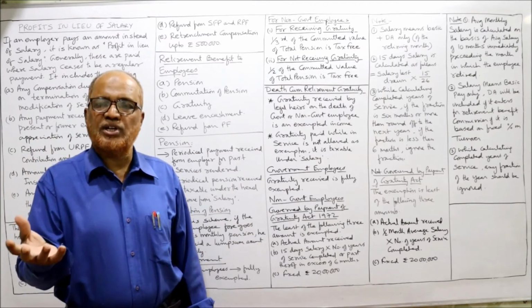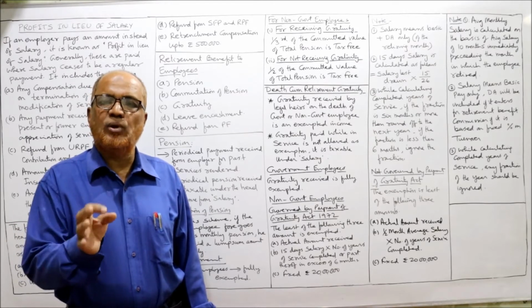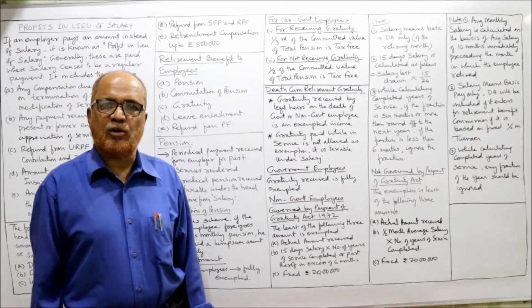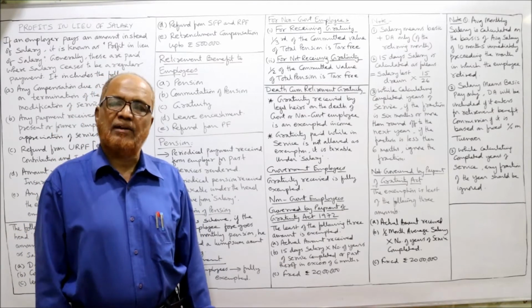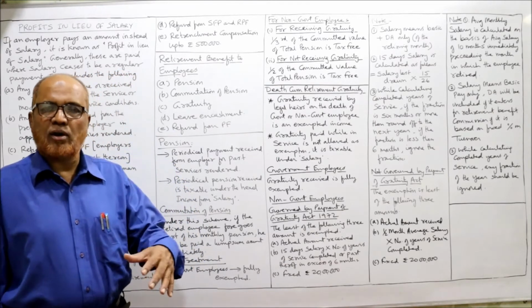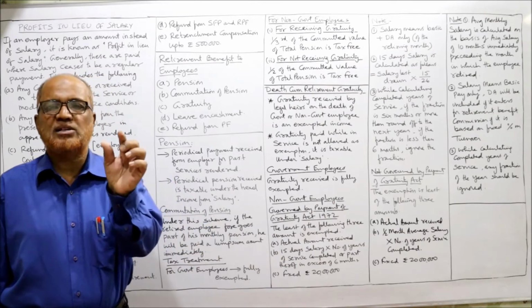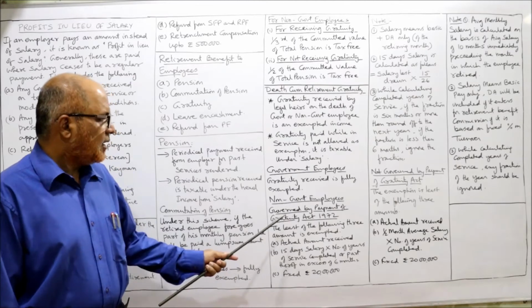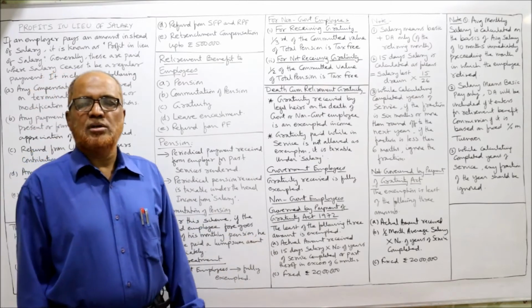Whether central government or state government, gratuity received is fully exempted from tax. But that limit is limited up to 20 lakh rupees. Up to 20 lakh for central government. For state government of AP and Telangana, the state government has fixed 12 lakh rupees as the maximum exemption limit of gratuity. Now, non-government employees.